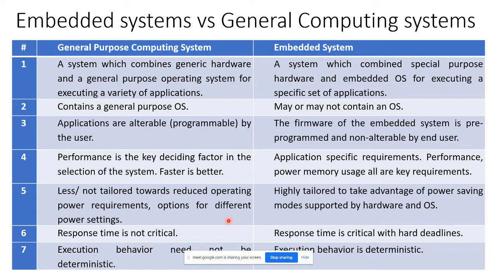Point number 5 is less or not tailored towards reduced operating power requirements, options for different power settings. So here you can play around with it. Even on your laptop, you have your low power mode, and then you have your high performance mode, and there's a balanced mode, and all the things in between, right? You can play around with all these settings, so you can customize your laptop for a particular performance or power setting.